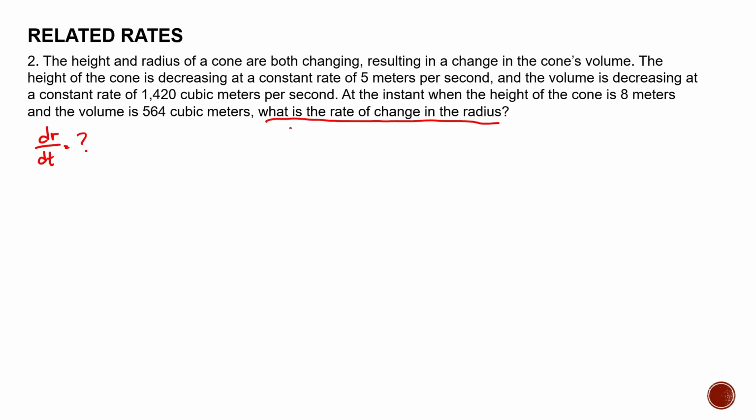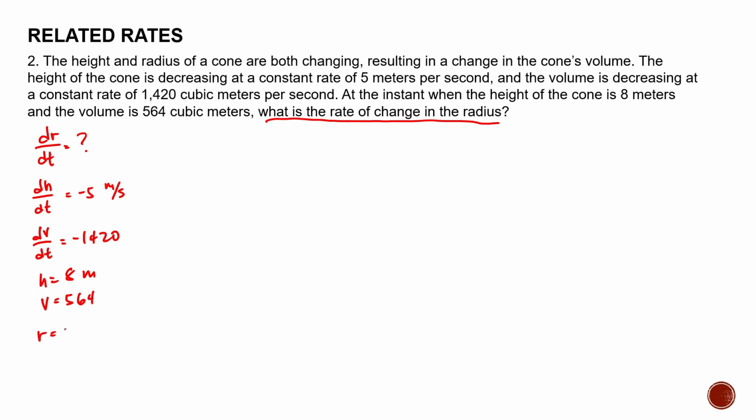Okay, let's identify the given here. The height of the cone is decreasing at a constant rate, so dh over dt is negative 5 meters per second. For the volume, that's dv over dt, negative 1,420. By the way, this is negative. So our height here is 8 meters, and then the volume given is 564.